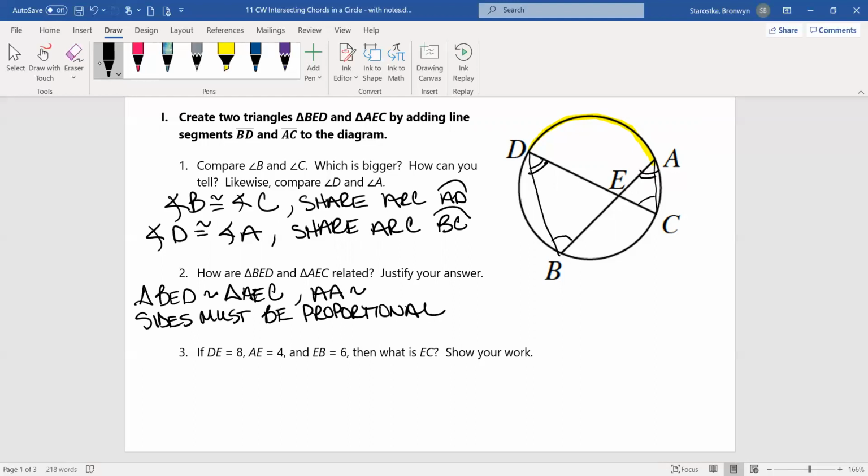So my question here is, what transformation took place? Usually when we have the bow tie, it's because we've had a rotation. But in a circle, when you cross chords, those angles that you create are going to share arcs. And because of that, this is a reflection.